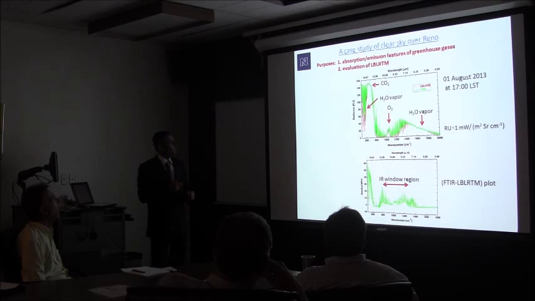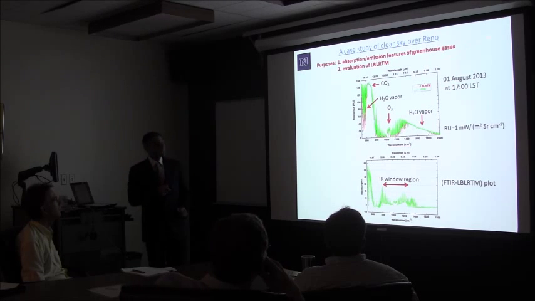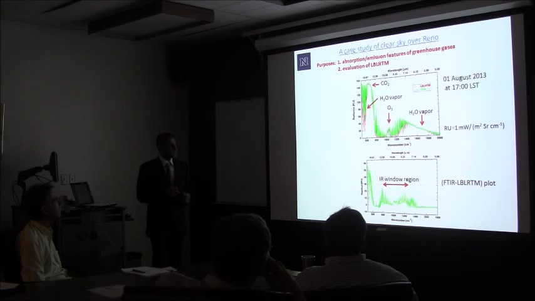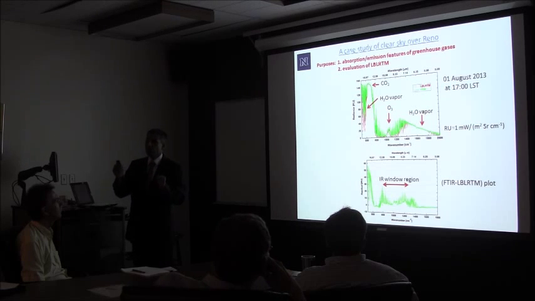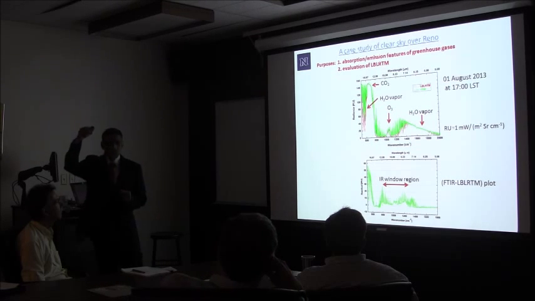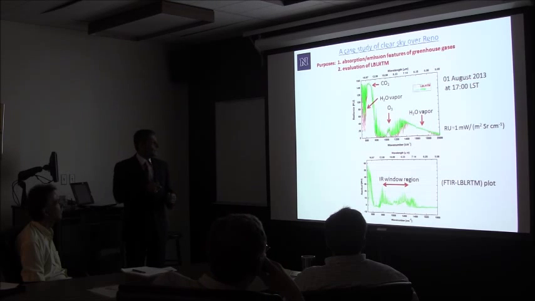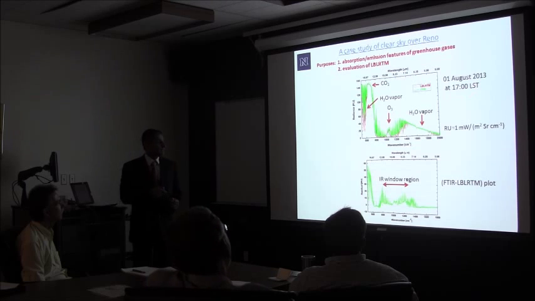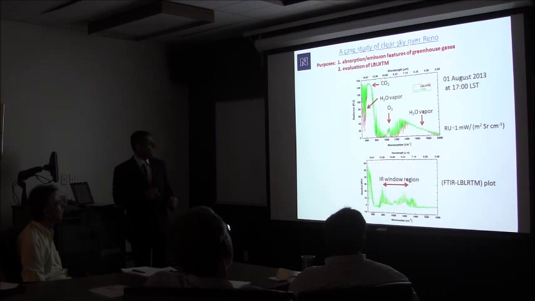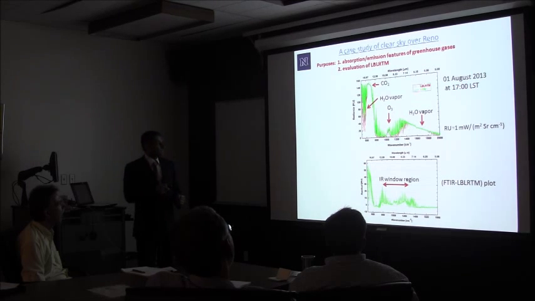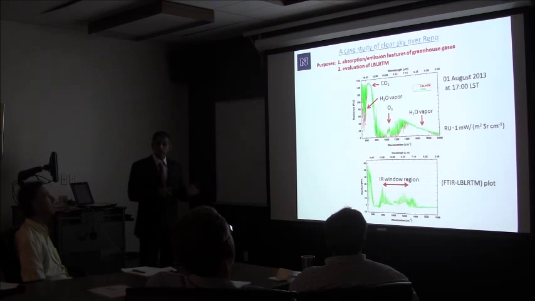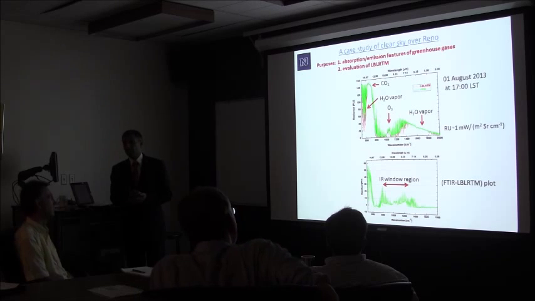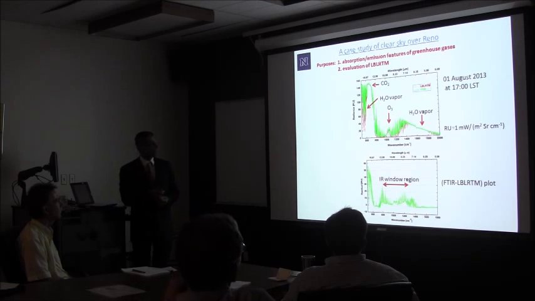Here is a case study of a clear sky over Reno. We measured the longwave radiation, thermal infrared radiation emitted by the atmosphere in Reno on August 1st, 2013, at that time, 17 LST. And this is the green curve, and the red curve is the corresponding simulated spectra using the LBLRTM model.